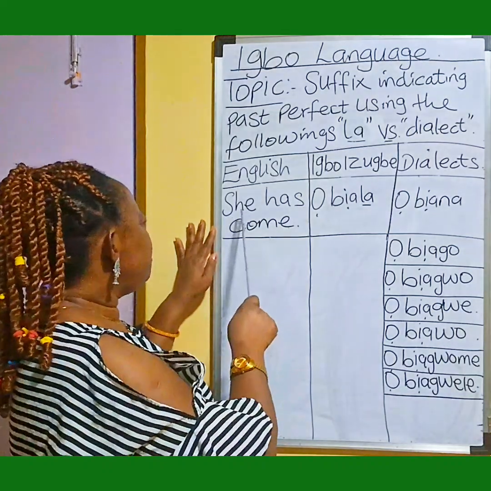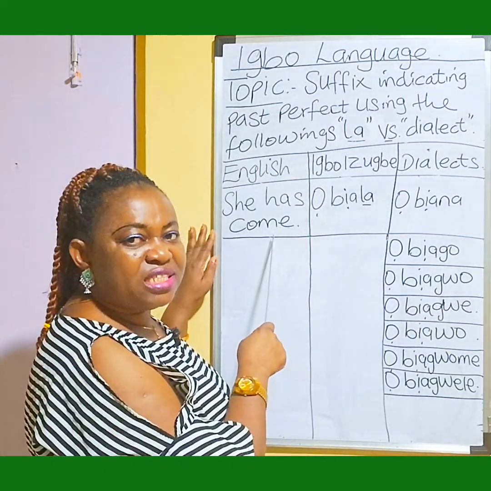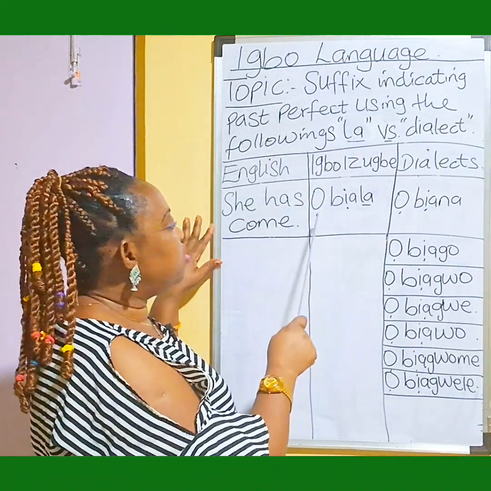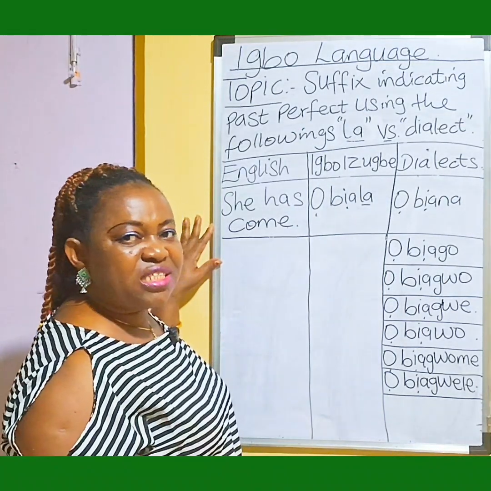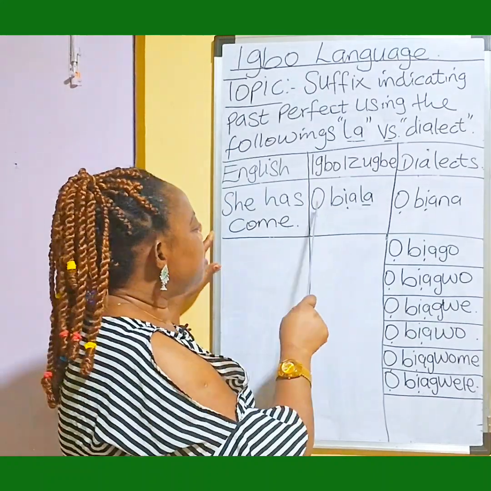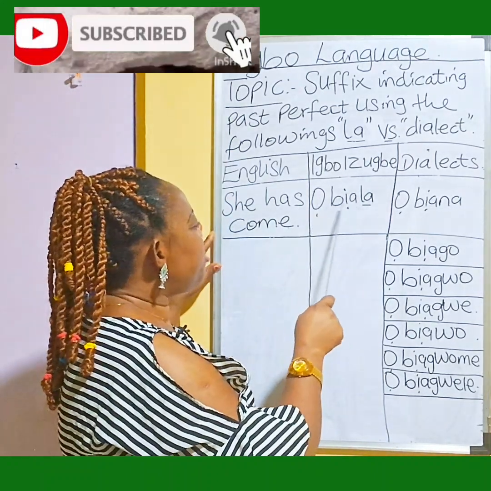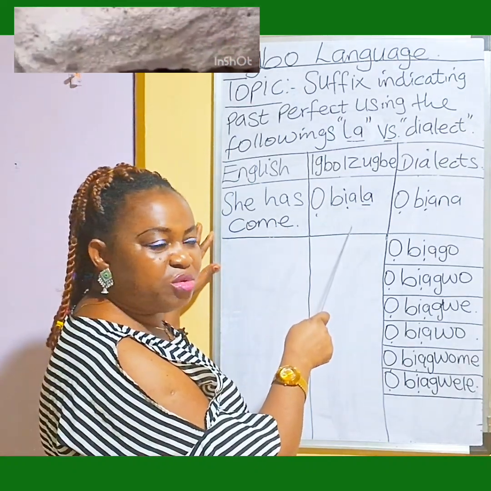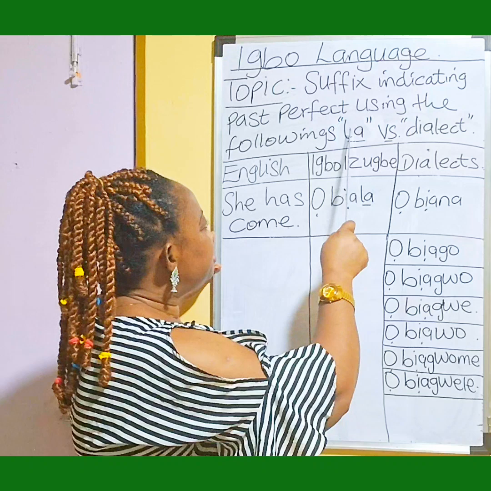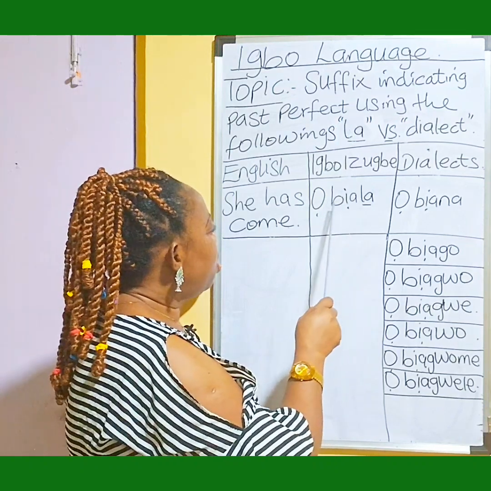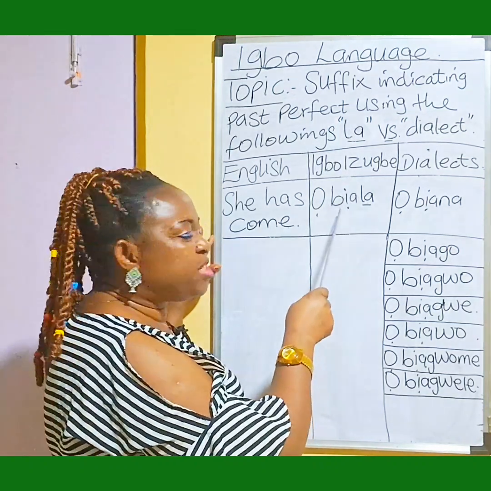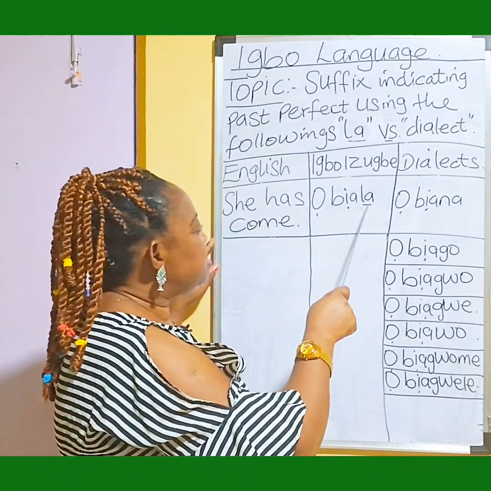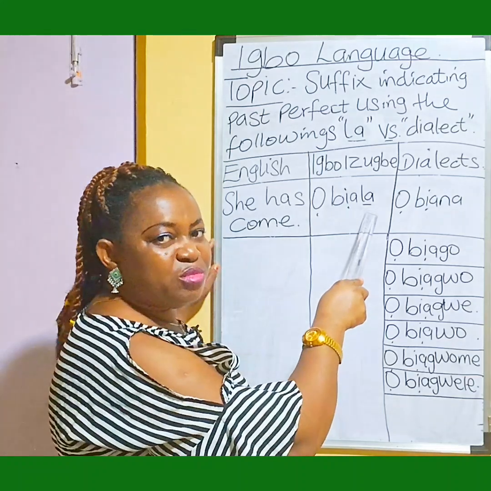Let's start. She has come. Class, say it. She has come. In Igbo izugbe, it means Obiala. Class, say it. Obiala. Obiala means she has come in Igbo language, Central Igbo. Now, look at our suffix here, la. Obiala, showing that this person has come. Look at our suffix under Igbo izugbe.